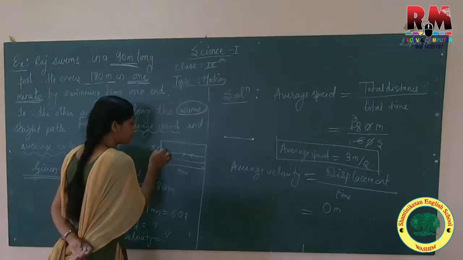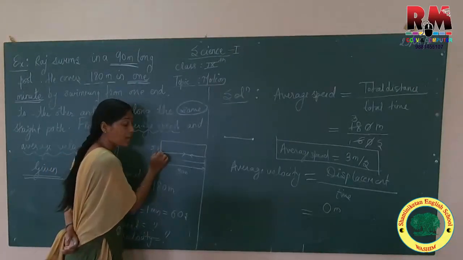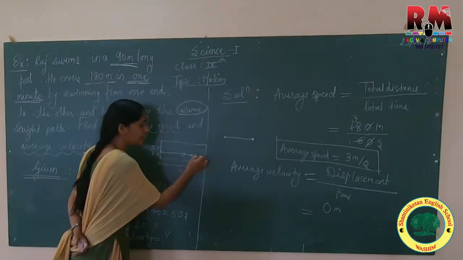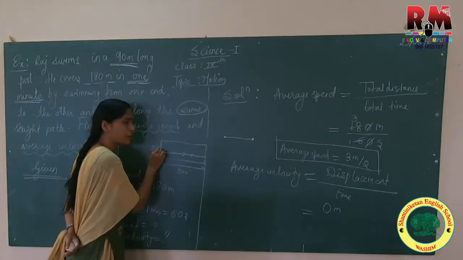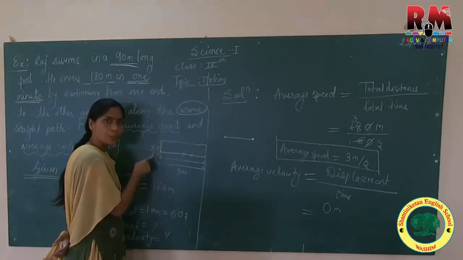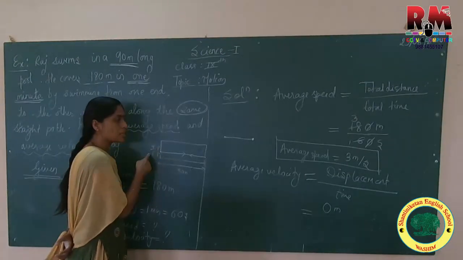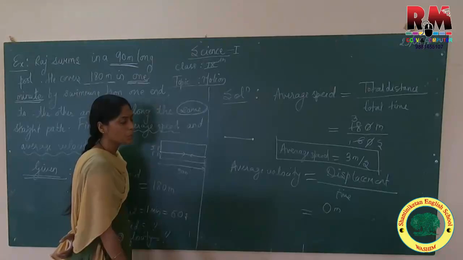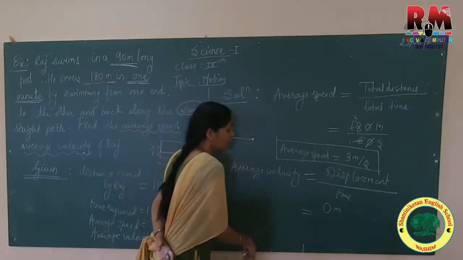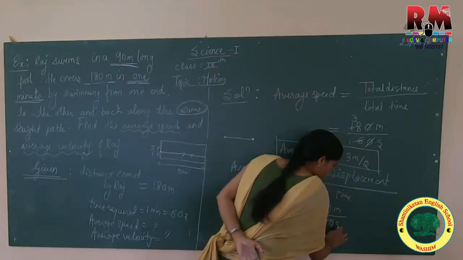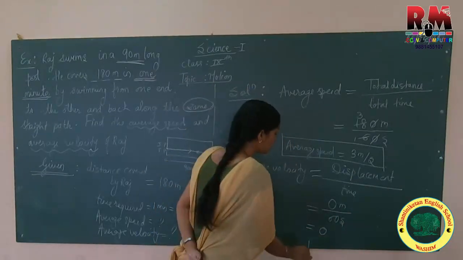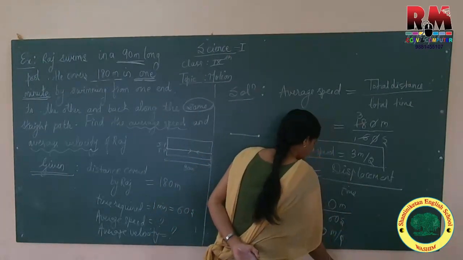Why 0? Again I will repeat. Here the person who is swimming, Raj, started from this point. So this is the initial position. Again by the same straight path he is going back to the original position. So final position and initial position are the same. Hence there is no displacement, or I can say 0 displacement. Its value is how much? 0 meter. And time is the same, 60 seconds in 1 minute. So your velocity is 0 meter per second.